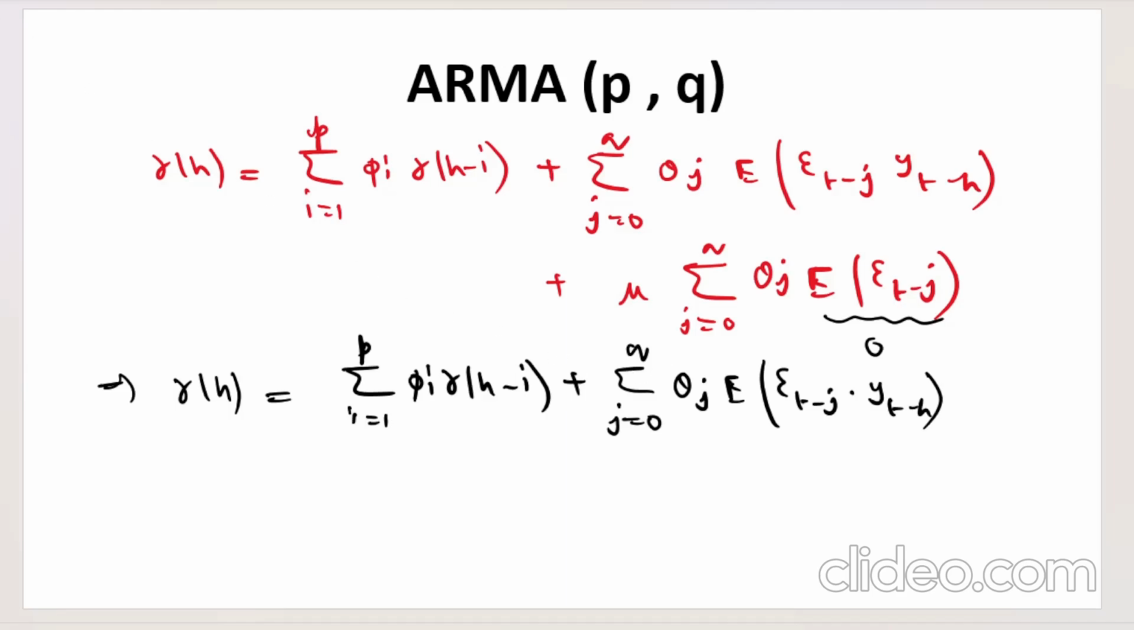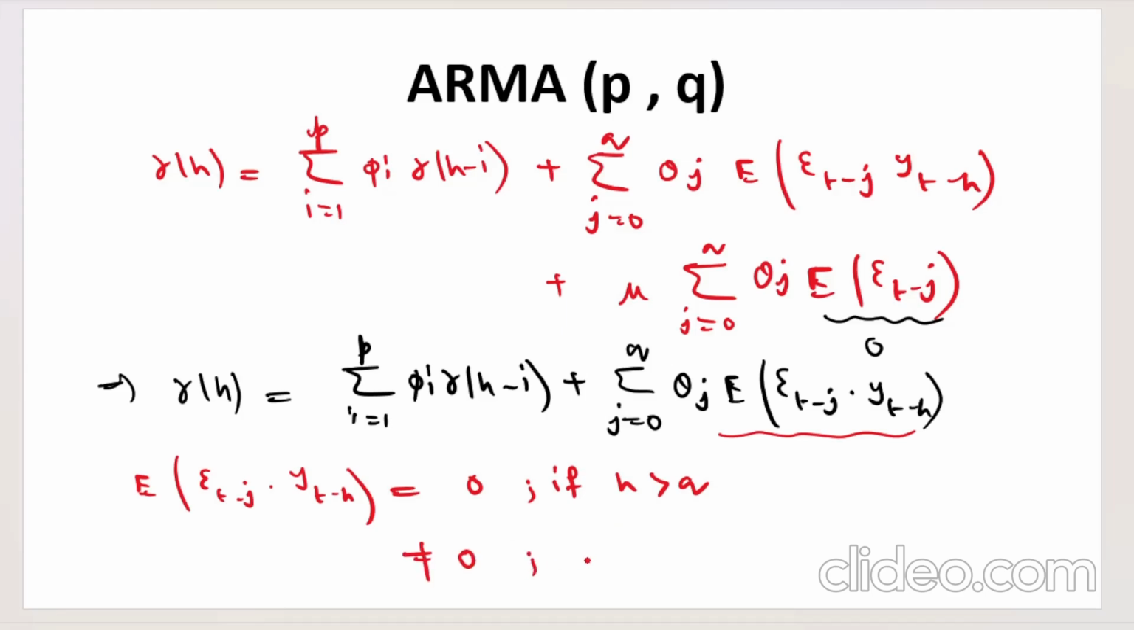Okay, now the question is, what will be this expression? If you look carefully, expectation of epsilon t minus j yt minus h will be 0 if h is greater than q, and it is not equal to 0 if 0 less than or equal to h less than or equal to q. Now how did it come about? If you look at this expression, let me write it: expectation of epsilon t minus j yt minus h. This is what we have.